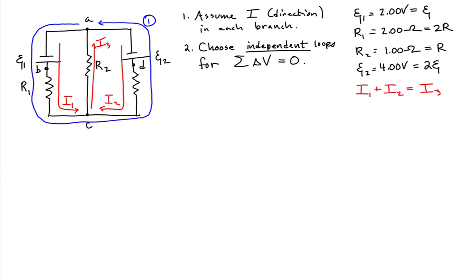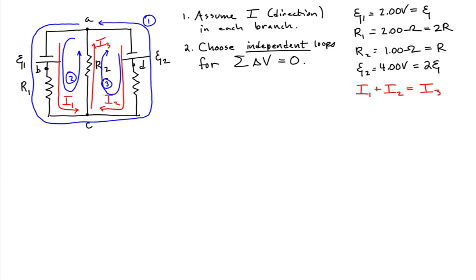Let's look at another loop. Let's look at a loop that only goes through battery 1 and resistor 2. This loop that goes only through battery 1 and resistor 2, we will call loop 2. And now let's look at a loop that only goes through battery 2 and resistor 2. This loop right here, we will call loop 3. So notice we have 3 loops, but only one of them is independent.